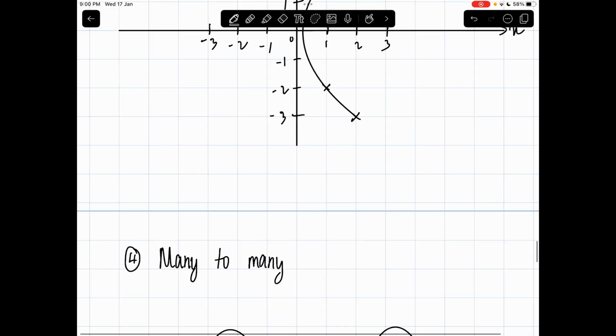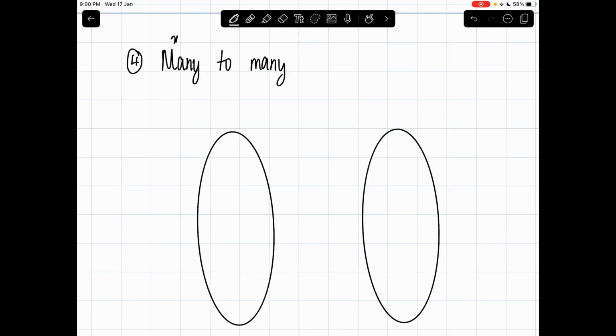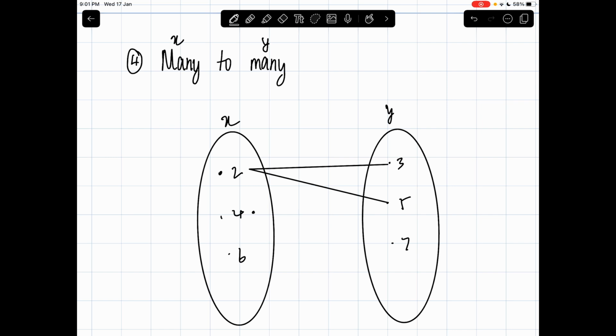Let's move on to the last one, which is many-to-many relation. Same thing here, x on the left hand side, y on the right hand side. So here we have, for instance, 2, 4, 6 and 3, 5, 7. One x value, which is 2, will have two y values. This one looks like one-to-many. But here comes the banger, where 4 will also have 3 as its y value. So this is many to one relation. When one-to-many relation and many-to-one relation clash with each other, we get many-to-many relation.